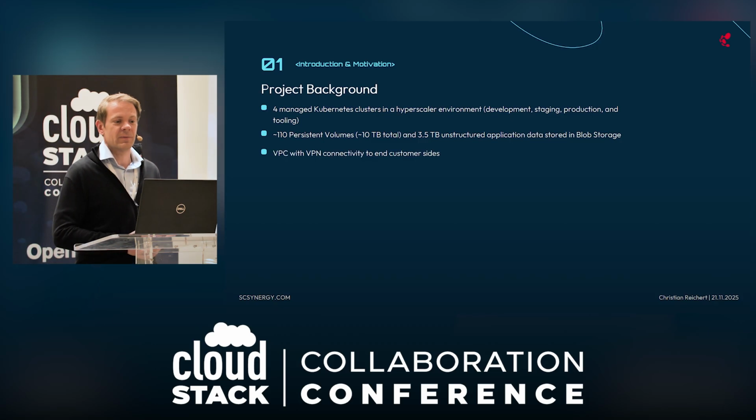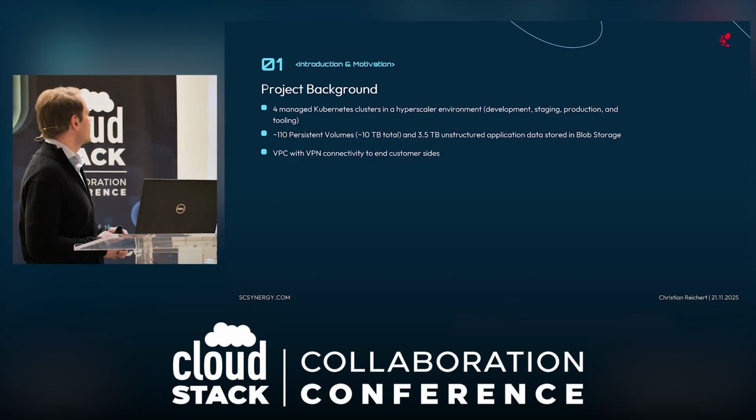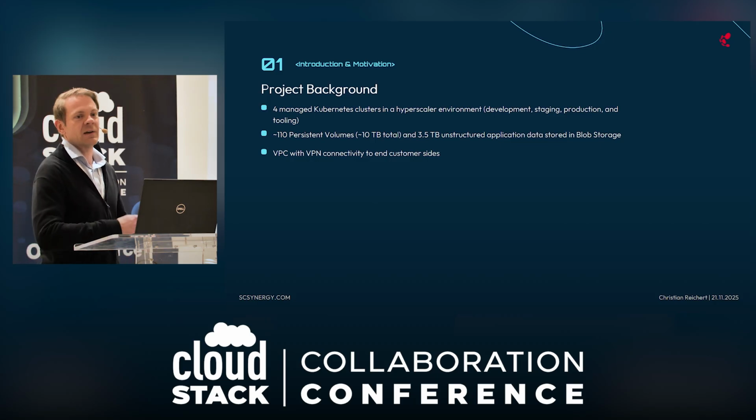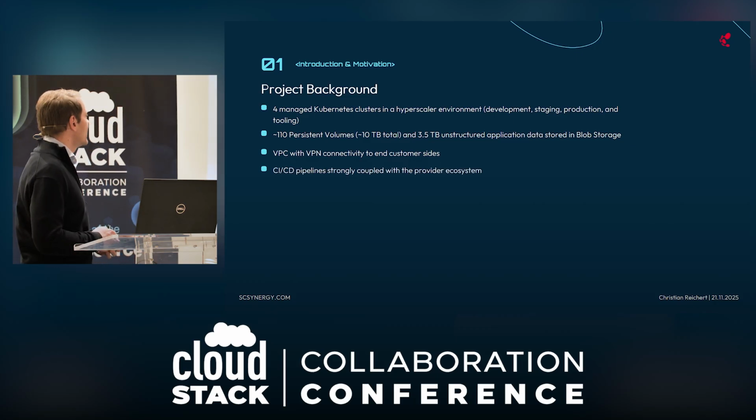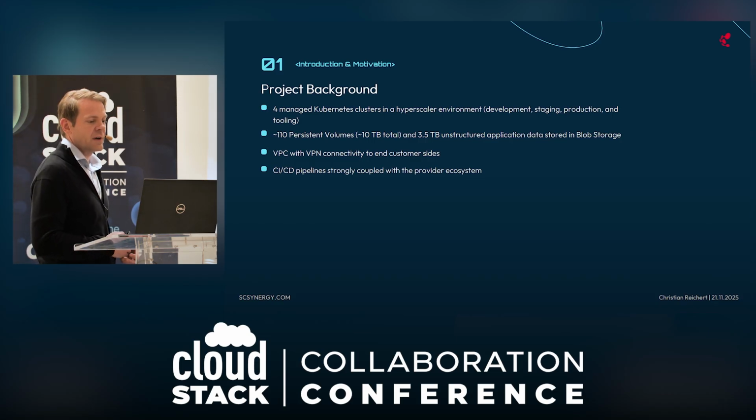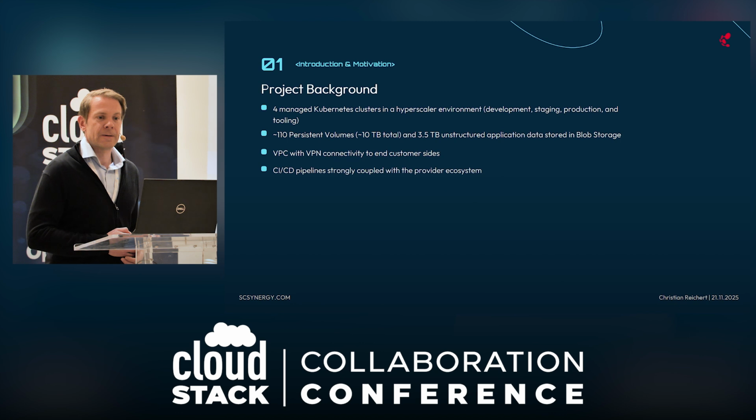Then there's the networking. They have VPCs and site-to-site VPN tunnels to some customers to have access to application data. That also needs to be migrated, and it's a tricky part because it's networking, it's IPsec, and it also involves the customer endpoints. Quite a tricky thing to do that needs a lot of planning. And then there is, of course, all the CI/CD pipeline tooling that they build the application with.